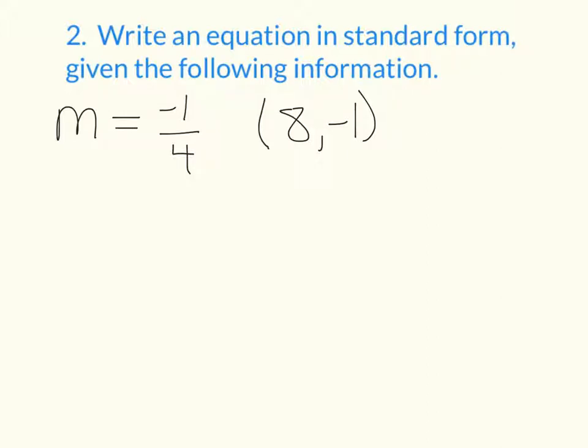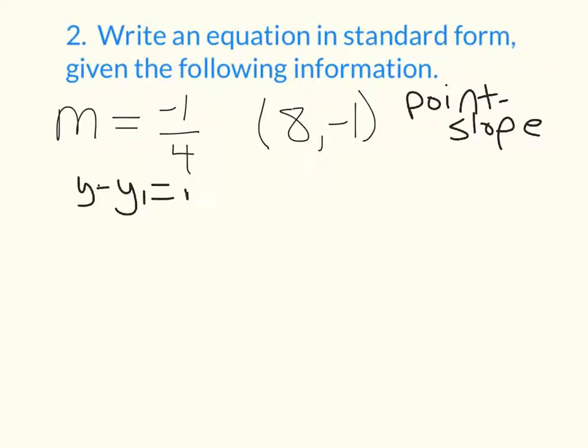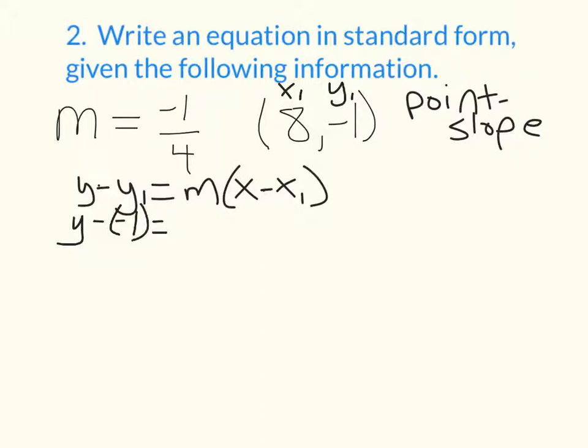Another type we might have is when we're given the slope and a point. When we're given a slope and a point, we know this is going to be point-slope form: y minus y1 equals m times x minus x1. Again, this is x1, and this is y1. We're going to start off by plugging in our information. We have y minus my y value, which is -1, equals my slope, -1/4, times x minus my x value, which is 8.